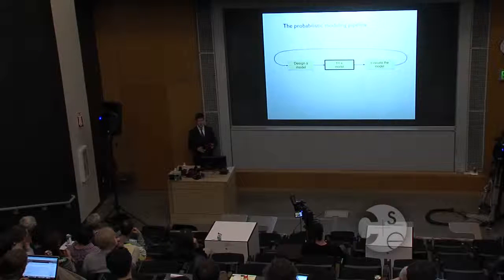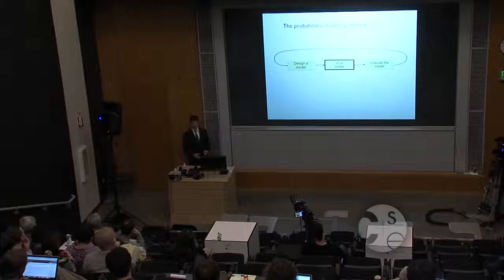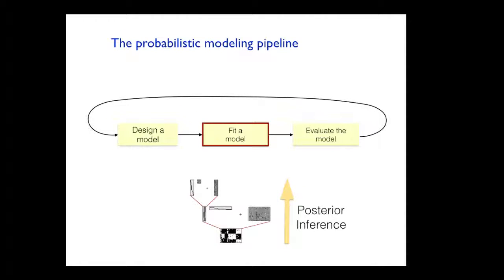So that was the space of models. How do we actually fit these models? And so here, we're interested in posterior inference, going from the observations to inferring likely explanations in terms of the latent variables.